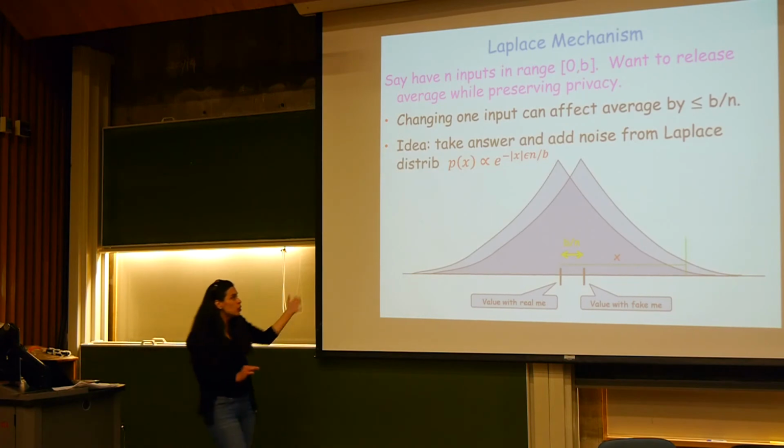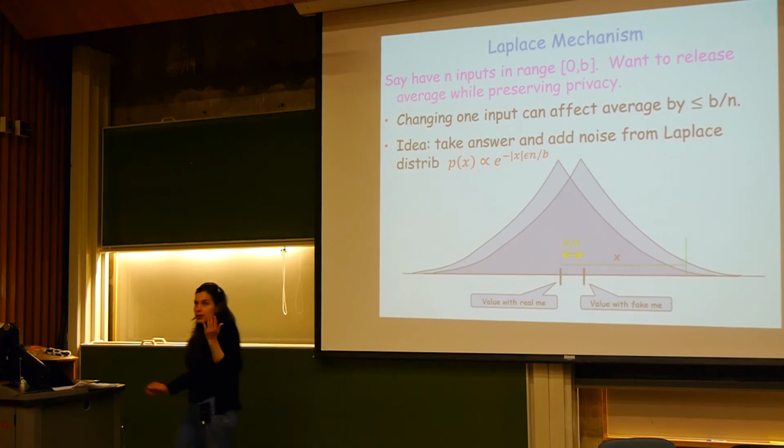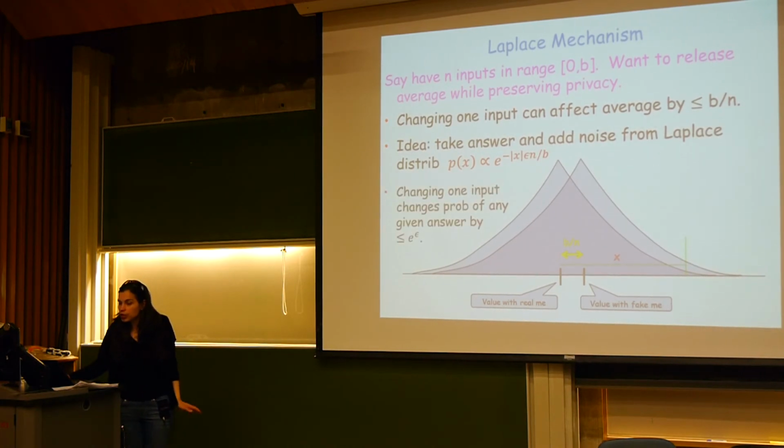And how do you show that? You just use some properties of this Laplace distribution. That's pretty much a common trick. If we add this type of noise, then we can prove that changing any one input changes the probability of any given answer by at most epsilon. So that's one way to release the average while maintaining differential privacy, and then you cannot tell whether an individual is in the input set of data or not.